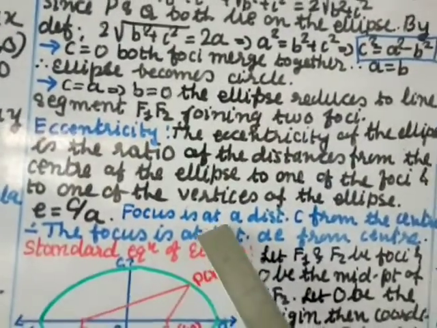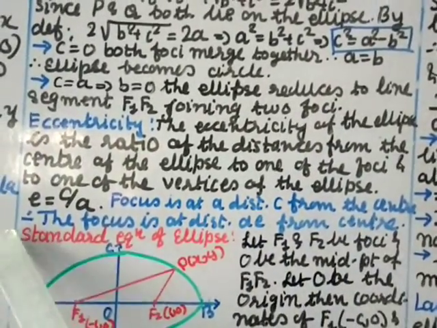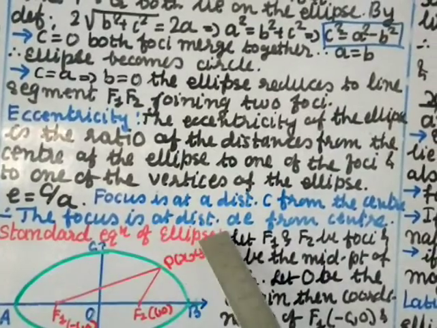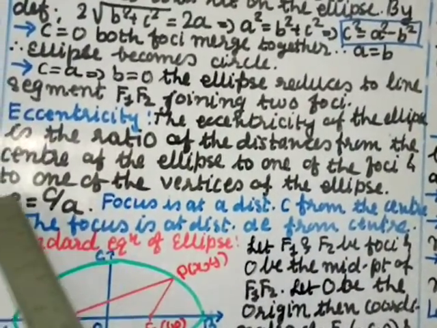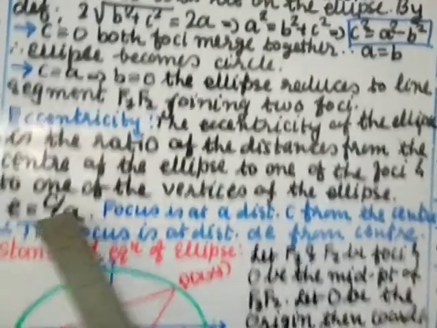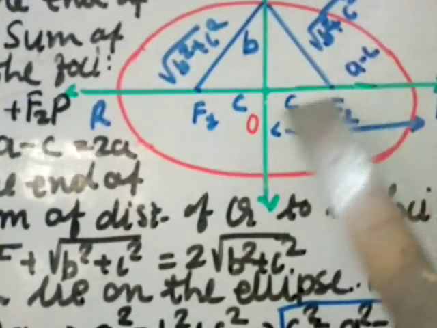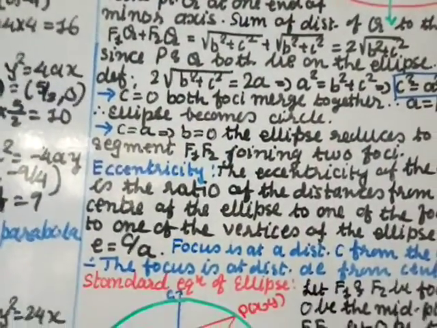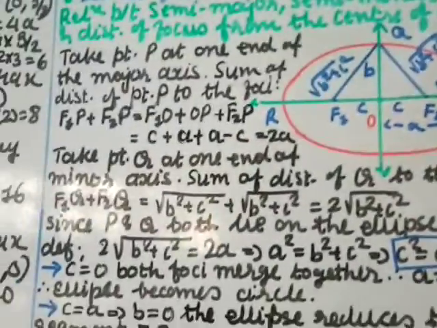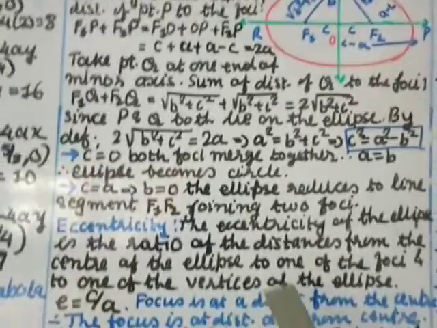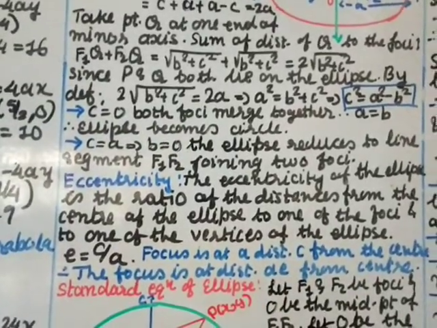So the focus is at a distance C from the center, therefore the focus is at a distance AE from the center. So if you transfer this A over here, that means the C value will be AE. That means this is the C value, right? So remember that the distance of the foci from the center in terms of eccentricity is AE. So that is also another relation.